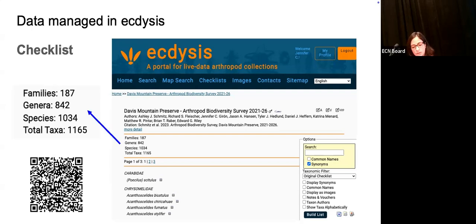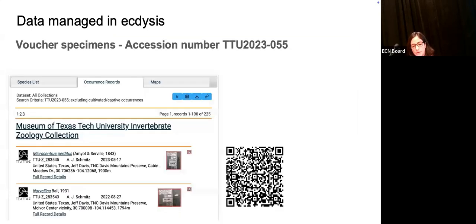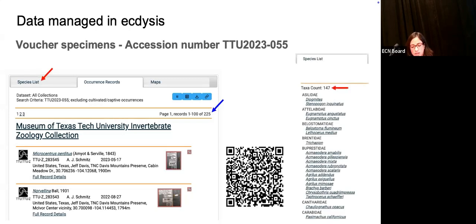And the other component to this is that we have voucher specimens that have been deposited at Texas Tech University. And the way you can find this in the database is by using the accession number that we have for this particular batch of specimens. So if you go here, you can see that we have so far 225 specimens. And if we see the checklist, we have 147 taxa recorded so far.